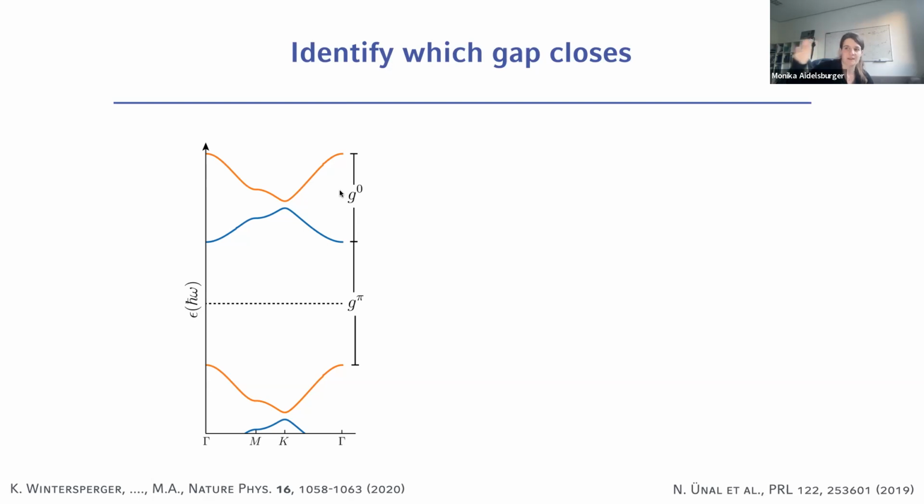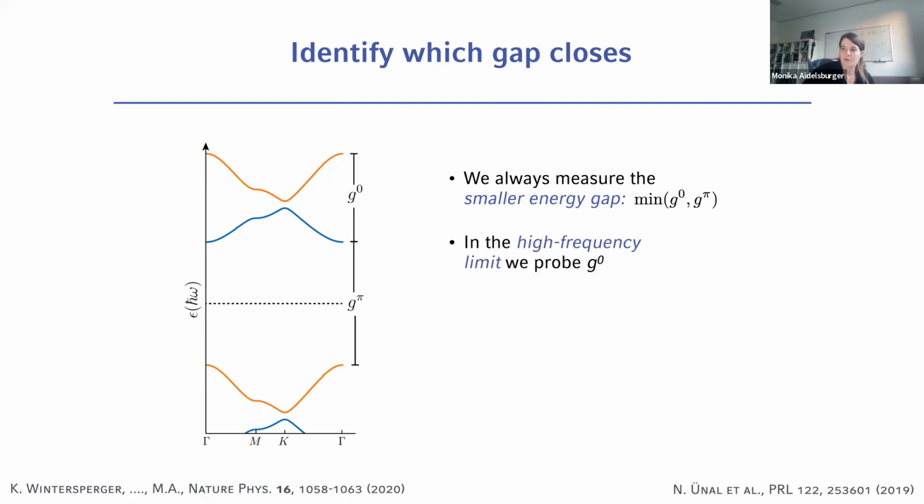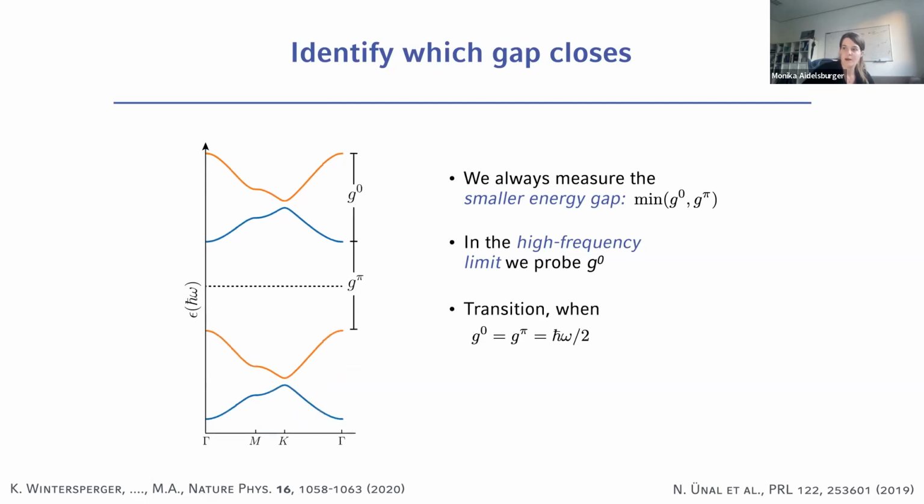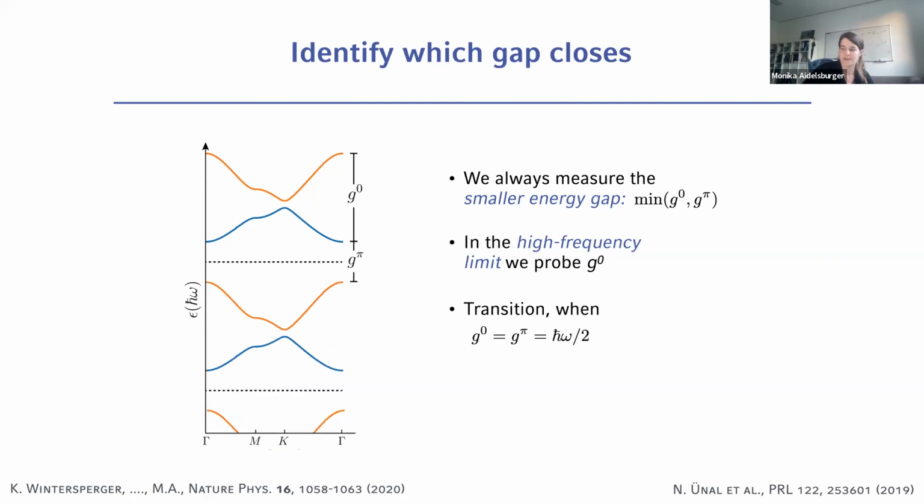So this means that if we start in the high frequency driving limit, we actually know that we probe the energy gap around zero energy. And this is actually nice, because now as we change the modulation frequency to smaller values, you hit a point where the energy difference around zero and the energy difference around the pi gap are exactly equal, and they are exactly equal to ħω/2. And from this point on, you actually start probing the energy difference between the bands around the pi gap. Okay, and I tell you in a bit why this is interesting.